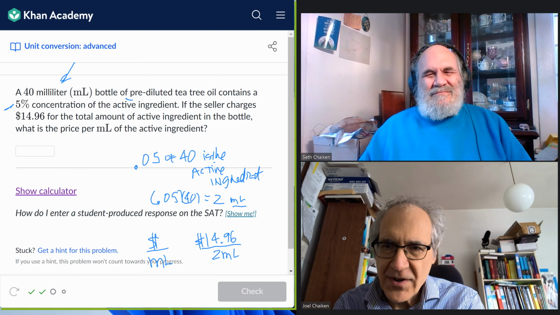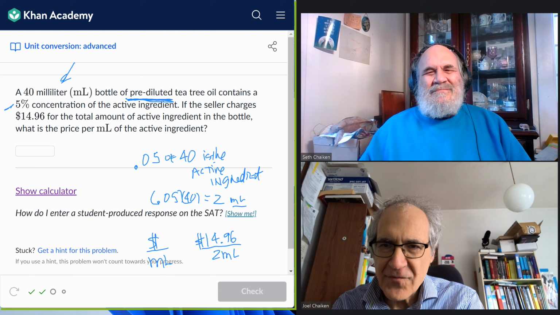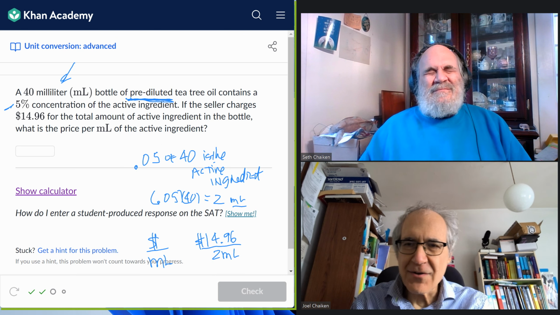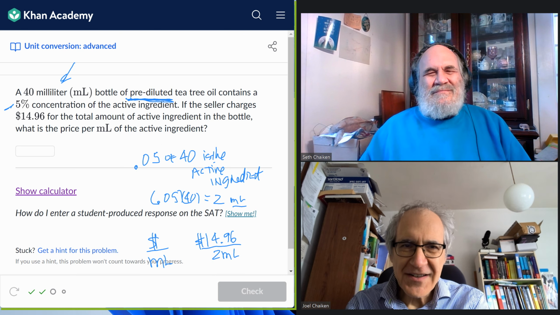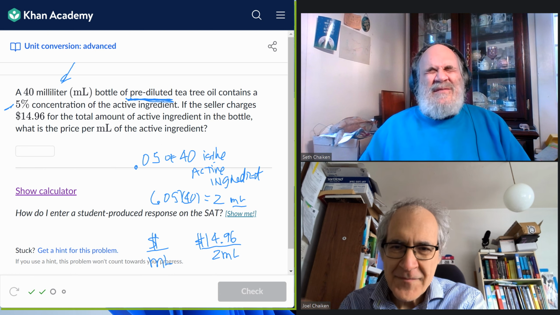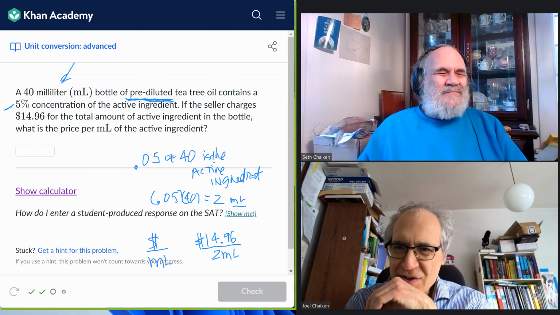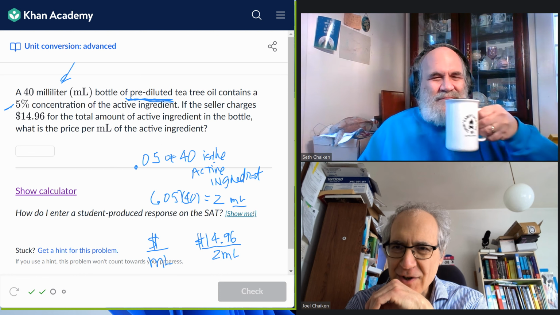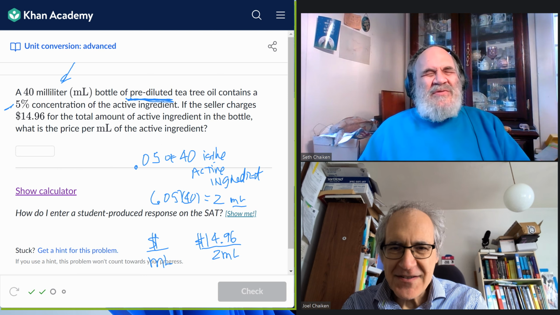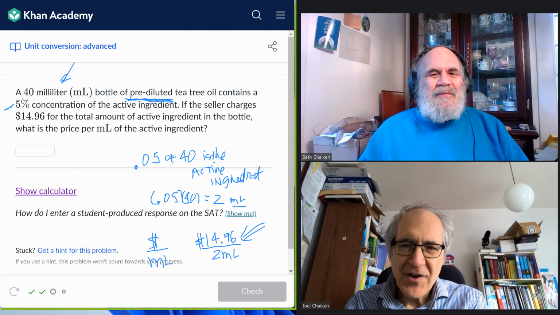It's pre-diluted, which means that it's concentrated. No. So, a 40 milliliter bottle of pre-diluted tea tree oil contains a 5% concentration of the active ingredient. So it's still sort of diluted, right? It's not pure tea tree oil. Am I reading too much into it? Yes, I think you're right. Well, I think you're reading too much into it. Yeah, I'm reading too much into it.